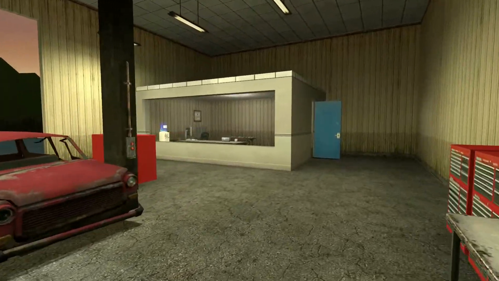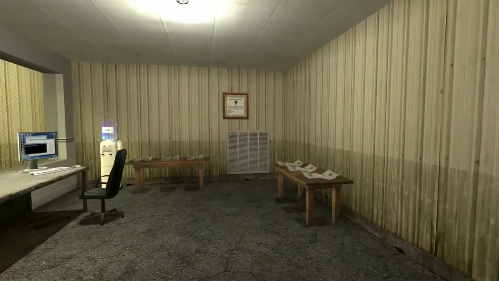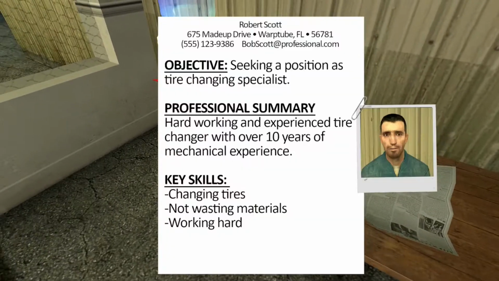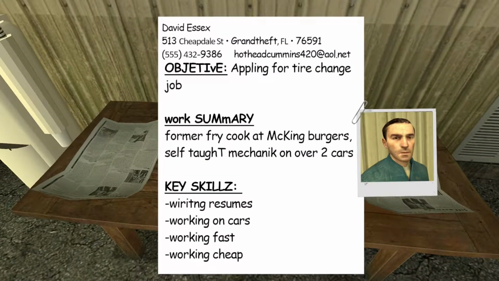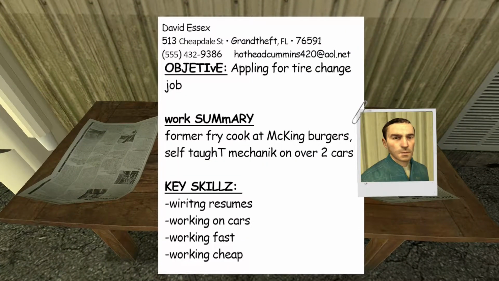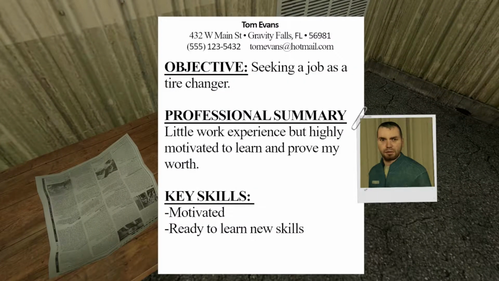Alright, now that I've shown you the shop, let's take a look at some of the day-to-day activities that we have to do as the owner. Here are some of the resumes that have been submitted for positions in the shop. This seems to be the most professional of the bunch. Then we got David Essex, the least professional. And Average, which has the least experience but seems to have a good work ethic.